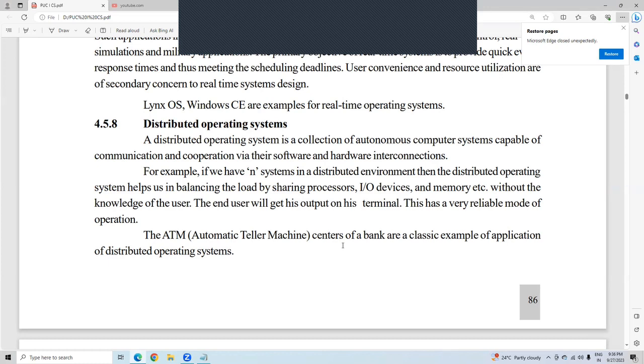But the user will not know about the result I'm getting. If that task was handled by only one processor, then it used to get late. But because the task is executed internally by multiple processors, the result has come in time, but the user will not have any intimation regarding that.